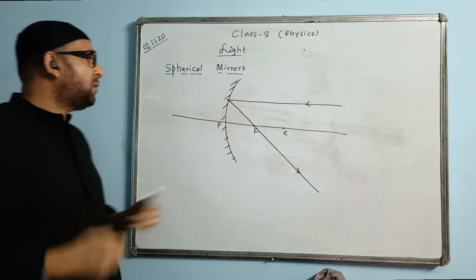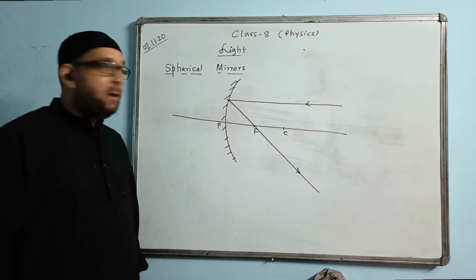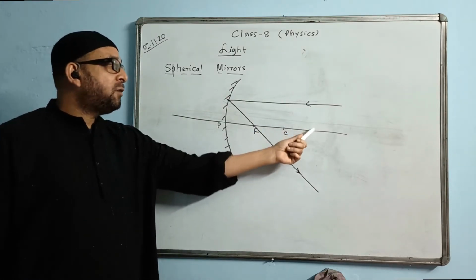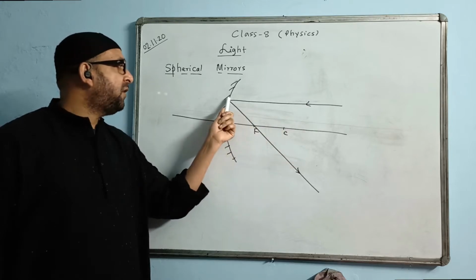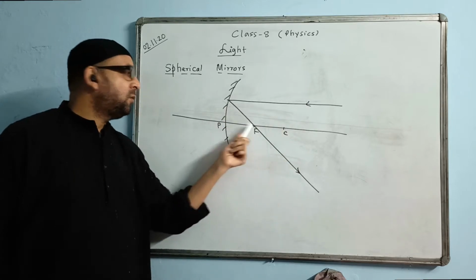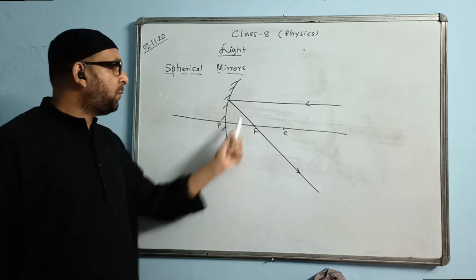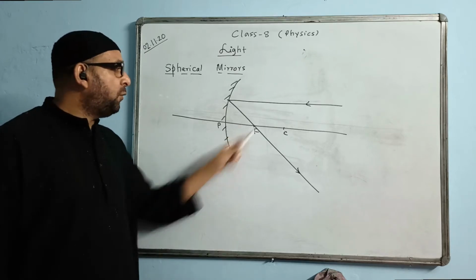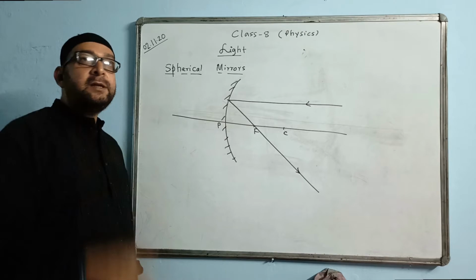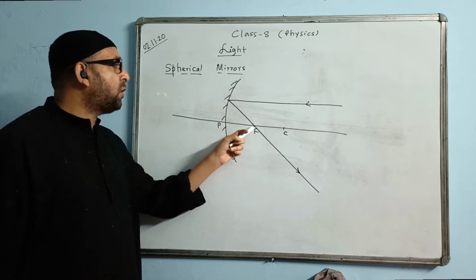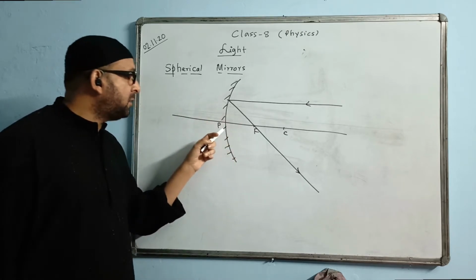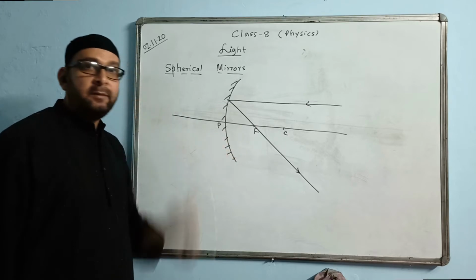This will happen in case of a concave mirror. An incident ray parallel to the principal axis, after reflection from the mirror, passes through the focus of the mirror. So this is the property related to the focus. Now on the basis of this we give the definition of the focus of a concave mirror.